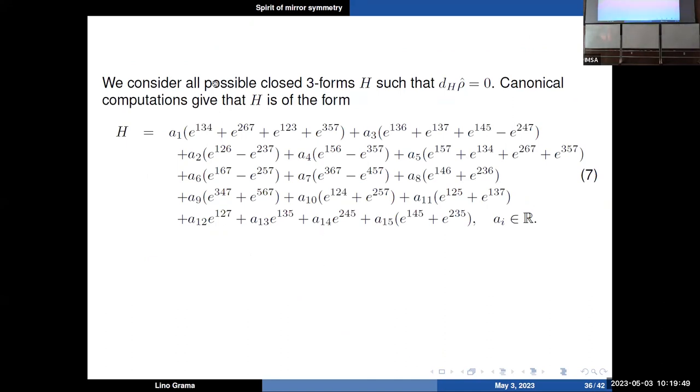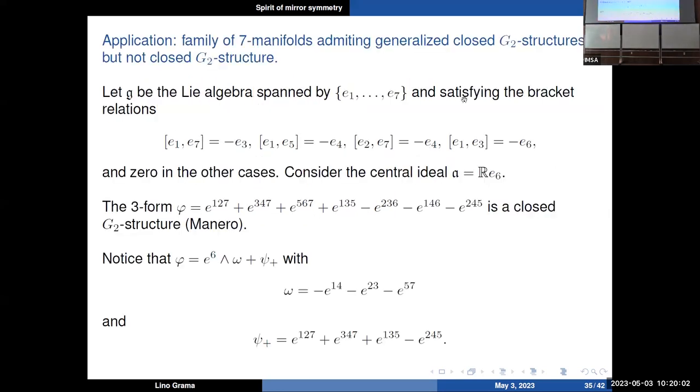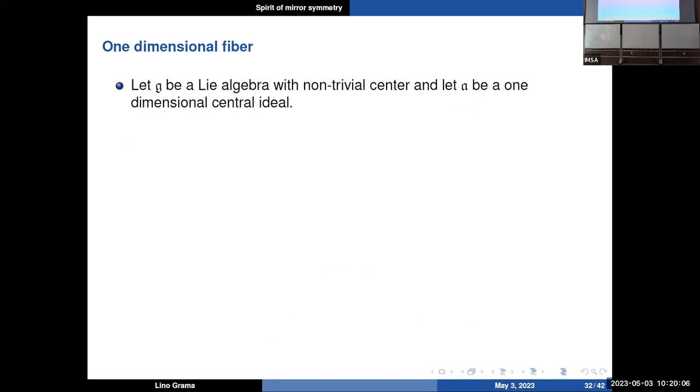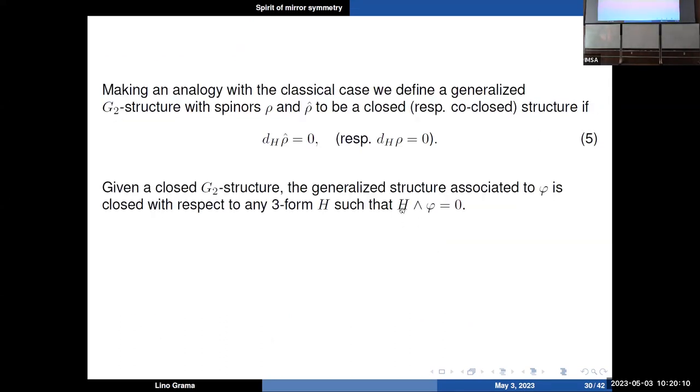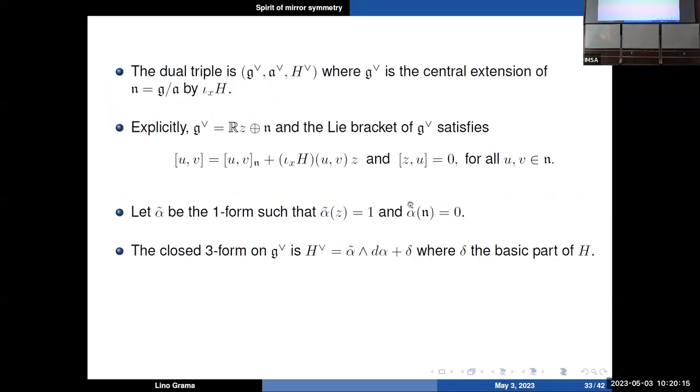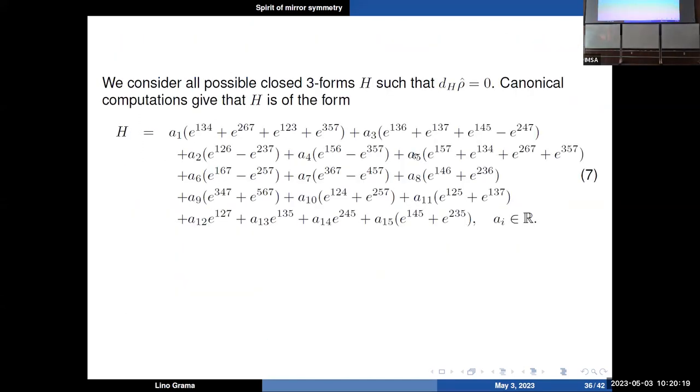Now, how do we proceed? We impose the condition that this will be closed. But we know that in order to be closed, this equation must hold. And the solutions of this equation are parameterized here. For each parameter, we can produce the dual G2, and the generalized G2 will be closed.